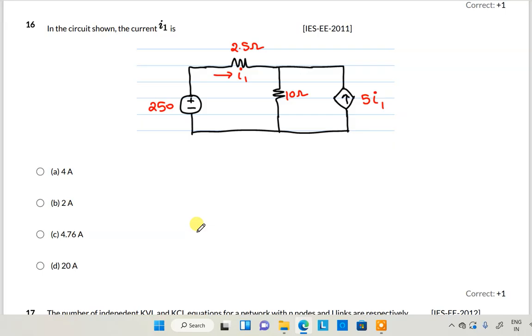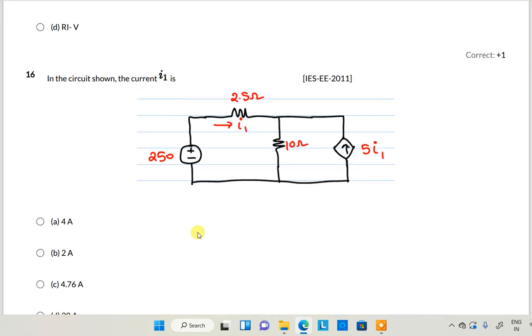Next we are moving to question number 16. In the question number 16, as shown in the figure, current I1. So it is easy, it is 5 amperes, 5 I1. It is I1. Both are incoming and meeting here. That current value is equal to 6 I1. So you want I1 only. Just apply the KCL here.